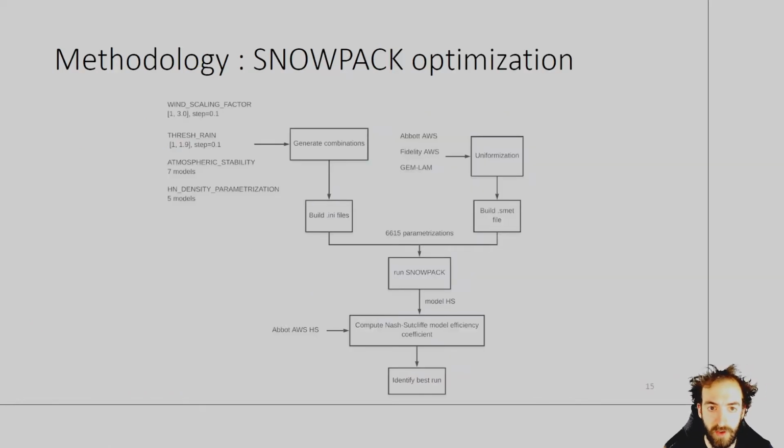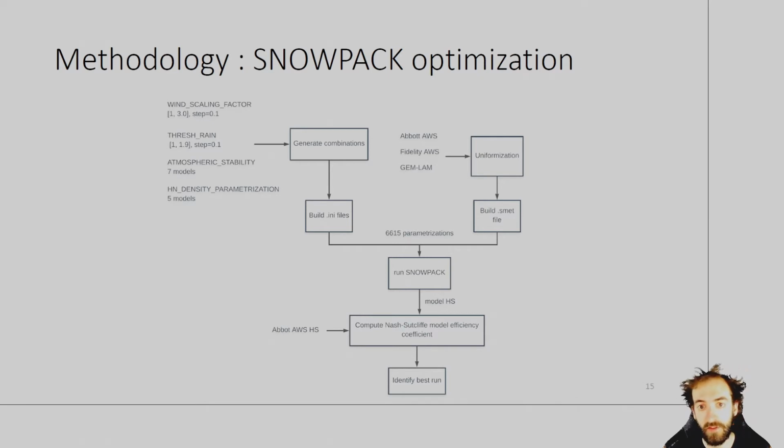So this is the specific methodology for the first objective, the snowpack optimization. I chose 4 variables: the wind scaling factor, which dictates the wind erosion effect and wind densification, the rain threshold temperature, the atmospheric stability model, and the density parametrization model algorithm of new snow. All these different combinations give us a total of 6,600 different parametrizations.